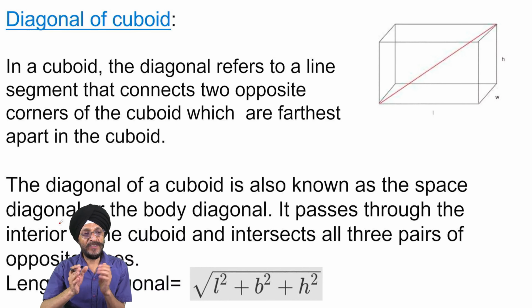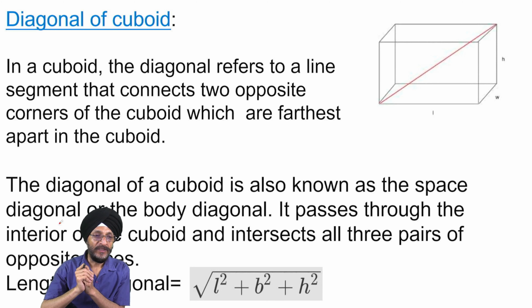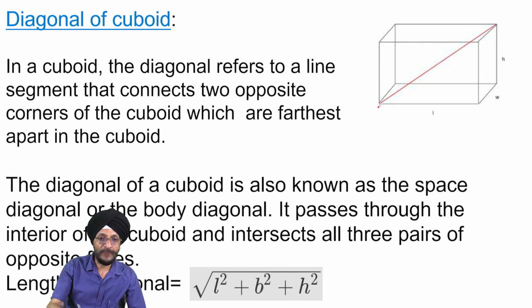Now we will understand the meaning of the diagonal of a cuboid. In a cuboid, the diagonal refers to a line segment that connects two opposite corners. This is one corner and this is another corner. Opposite corners of a cuboid are the ones which are farthest apart in the cuboid.